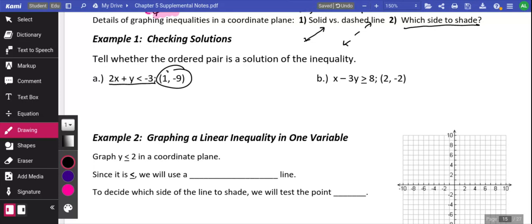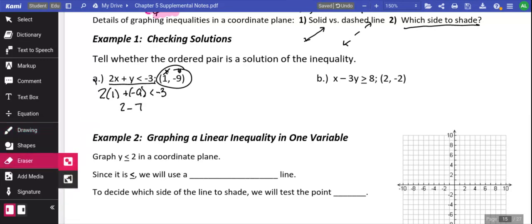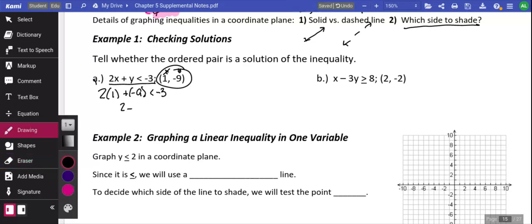and y. So I'm going to plug these numbers in, okay? 2 times 1 plus y, so plus -9, is less than -3. Okay, so 2 minus 9 is less than -3. Okay, 2 minus 9 is -7. Is that less than -3? It is. So yes, it is a solution.